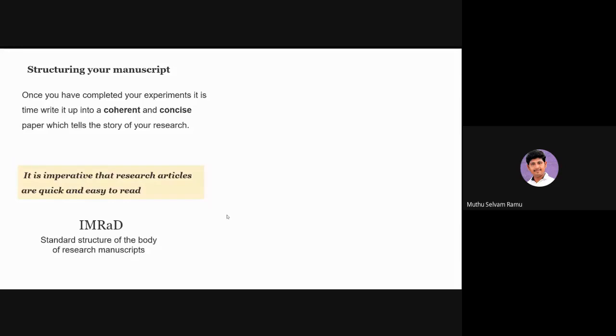So drafting or preparing of this manuscript needs a few guidelines. It has a few structures. So we are going to see in detail how a manuscript should be. So it should be coherent and concise while preparing. It should be very concise about what you are going to explain from the research you got, from the knowledge that has been generated from your experience. So this is what a manuscript should have.